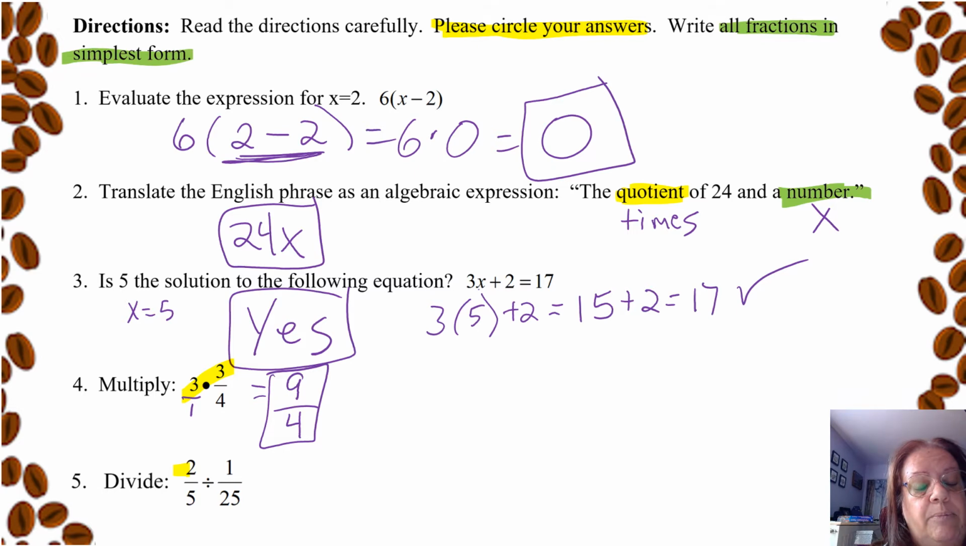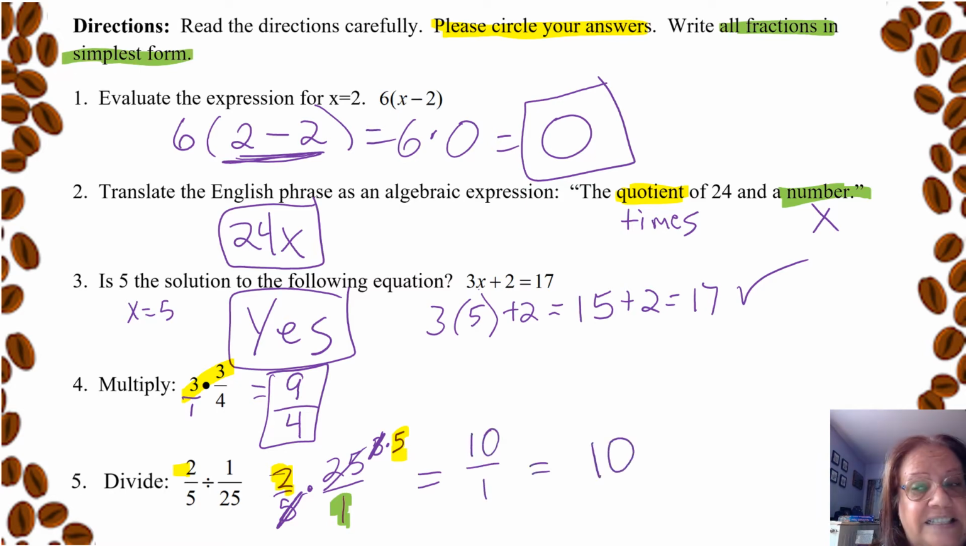All right, divide. So remember, when we divide, we flip and multiply. So it's going to be 2/5 times 25 over 1. Remember, 25 is 5 times 5, so I can cross those out. All right, now I'm left with 2 times 5 over 1. 2 times 5 is 10, but that's just 10. That's simplest form. The 10 over 1 is not simplest form. You will lose points if you leave your answer 10 over 1. All righty.